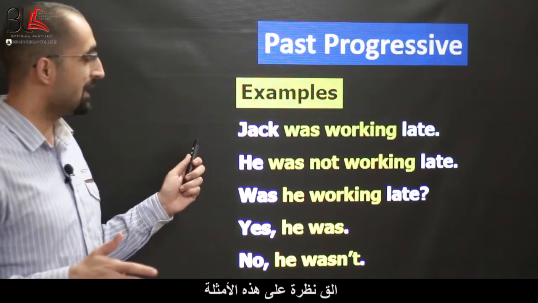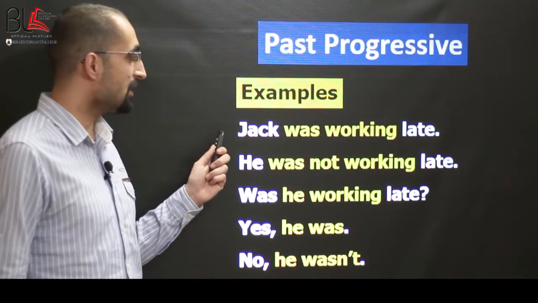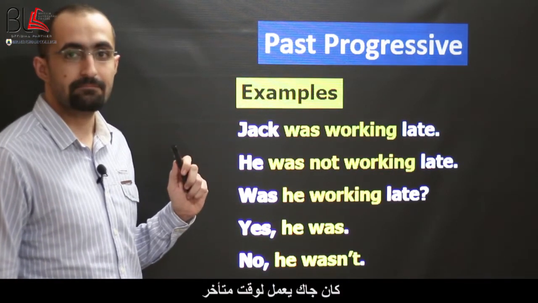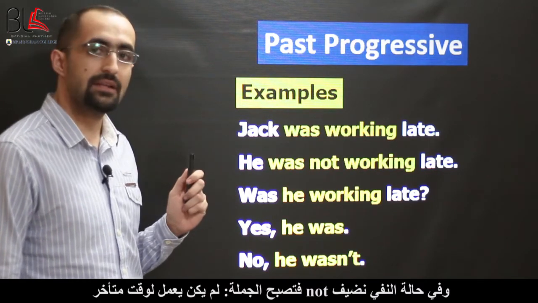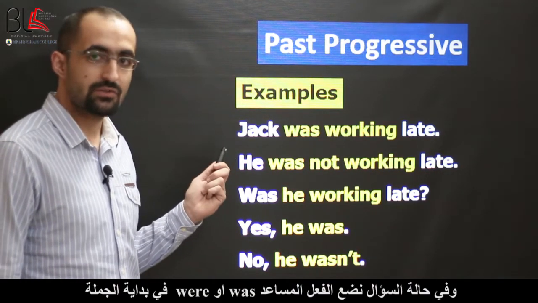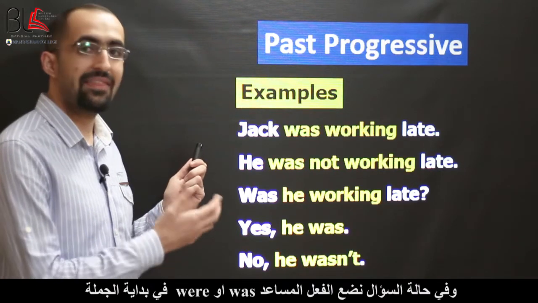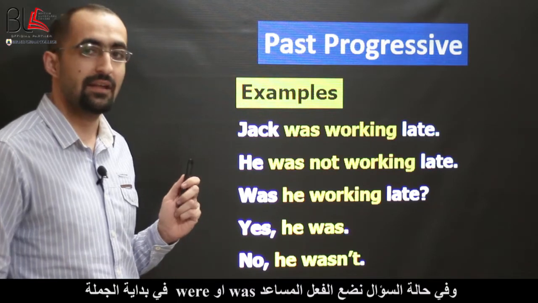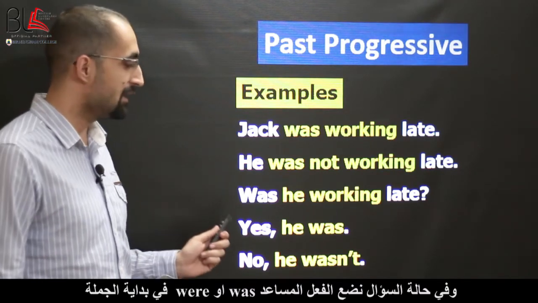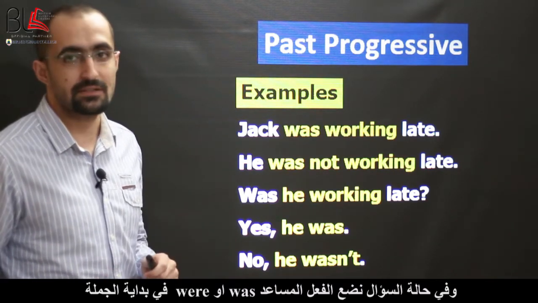So, take a look at these examples. Jack was working late. To make it negative, he was not working late. And to make it a question, we put the auxiliary at the beginning of a sentence. Was he working late? And the answer is, yes, he was, or no, he wasn't.